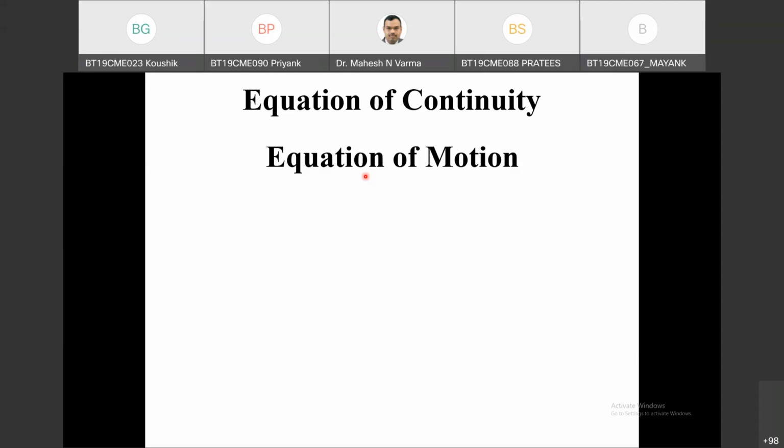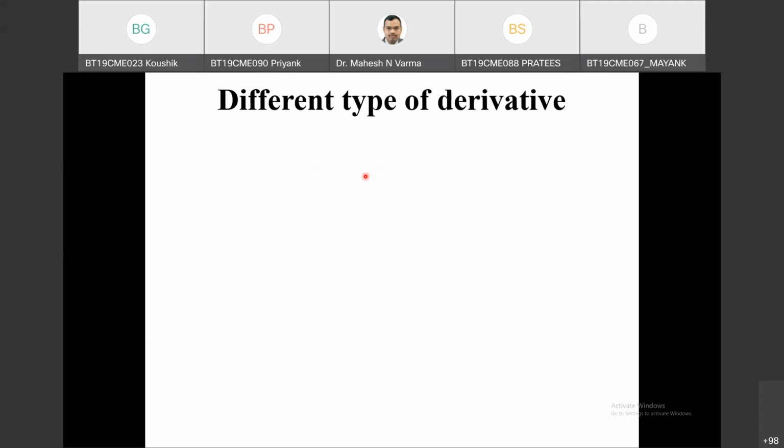For that, we'll discuss the mathematical operators which we will come across in this discussion of equation of continuity and equation of motion. Different types of derivatives. There are different types of derivatives. You might have heard of total derivatives and partial time derivatives. We'll introduce one more type of derivative, called the substantial time derivative.